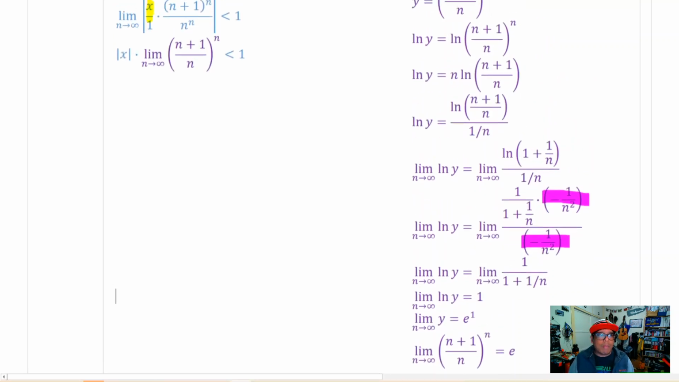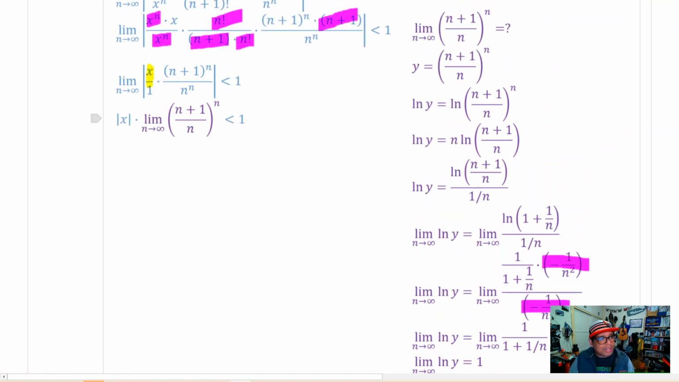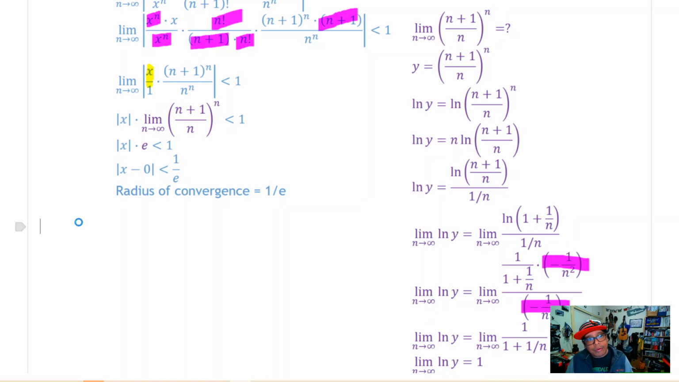Now, let's go back to our main problem. We have the limit as n approaches infinity of n plus 1 over n to the nth power. We just discovered that the limit is e, so that we get the absolute value of x multiplied by e must be less than 1 for the ratio test to be convergent. Now, if I turn that into the absolute value of x minus the center being less than the radius, I get that the radius of convergence is 1 over e, which completes part A of this problem. Now, that was a very difficult limit for us to work on.